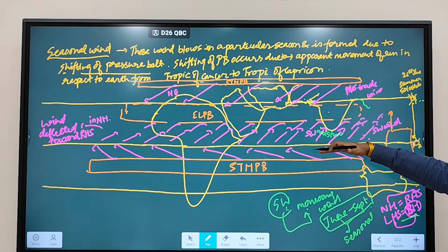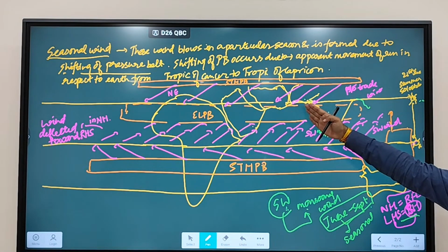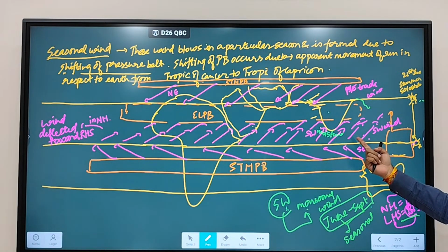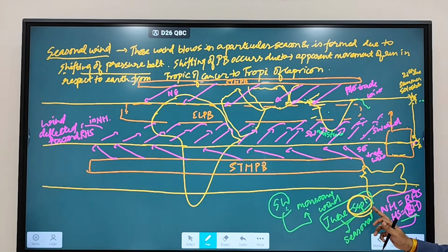When it shifts back to the equator part, what will happen? The southeast wind now does not have to cross the equator. When they don't cross the equator, what will happen? They will not become southwest wind, and as a result, what will happen? This wind will stop in the month of September. That is okay there. Clear? Any doubt regarding this one?